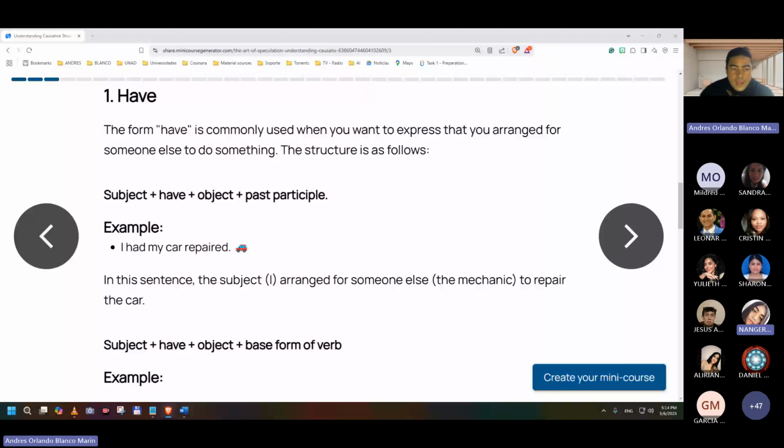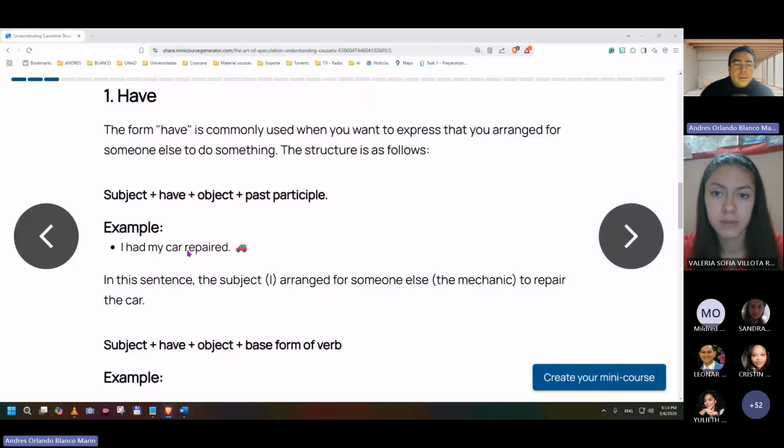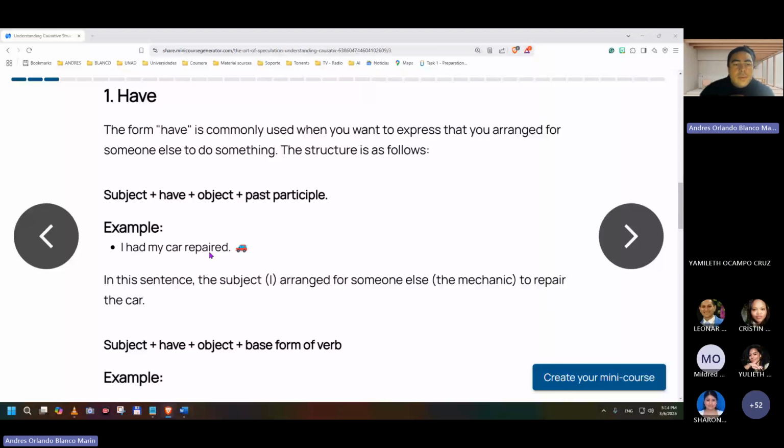I. The one performing the action is the first person, I. I'm arranging that someone else is going to repair my car. I had my car repaired. Who repaired the car? Someone that knows mechanics, right? But I didn't fix it myself. So I had, the object is my car, and I use the past participle of the verb.